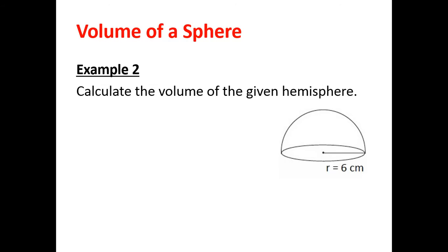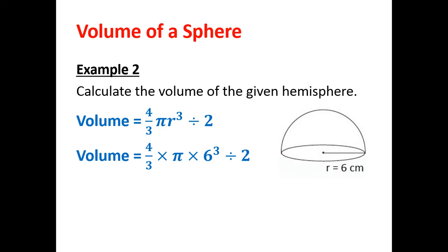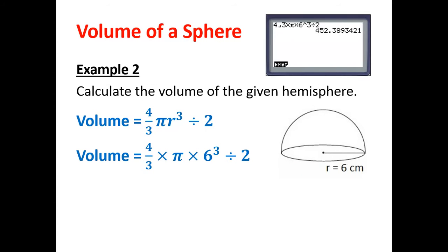Example 2. Calculate the volume of the given hemisphere. Well, a hemisphere is half of a sphere. This hemisphere's got a radius of 6 centimeters. So we're going to go 4/3 times pi times radius cubed, and then I'm going to divide it all by 2 to get half. So 4/3 times pi times 6 cubed, because it's got a radius of 6, and divide it all by 2 to get half of the sphere.